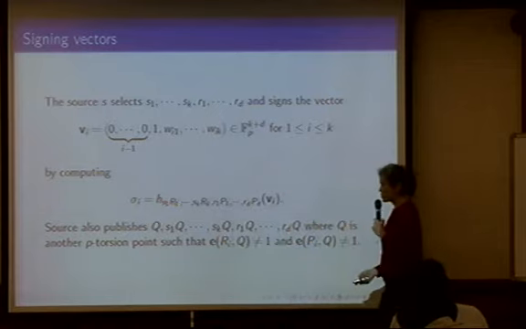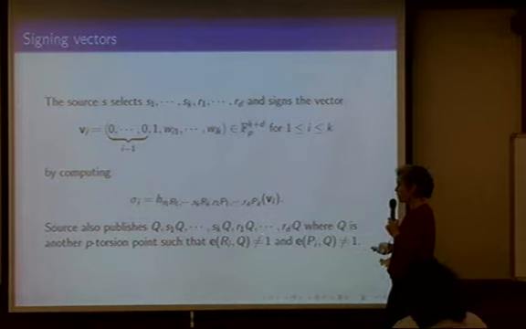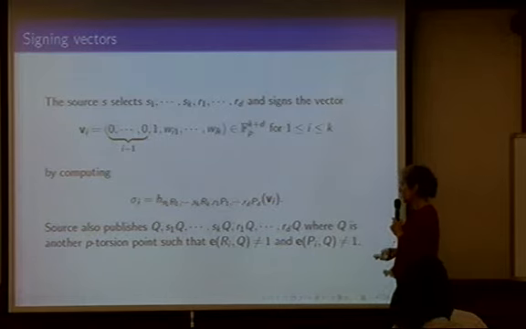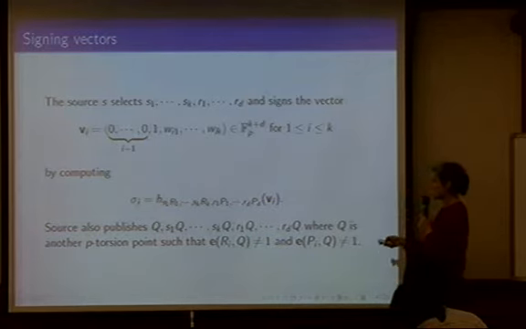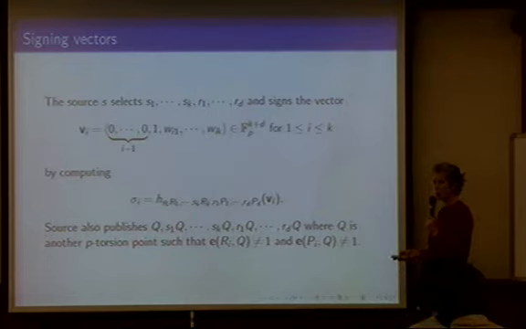Okay, and then in order to enable the verification of these packets, the source also publishes these other public keys that go along with the public keys R1 up to RK and P1 up to PK. So this will be the signature of a vector, and it can only be produced by the source having the secret key. And so the only condition on these points is that the pairing of these points, the RIs and the PIs, the pairing of those points with Q should not be equal to 1.